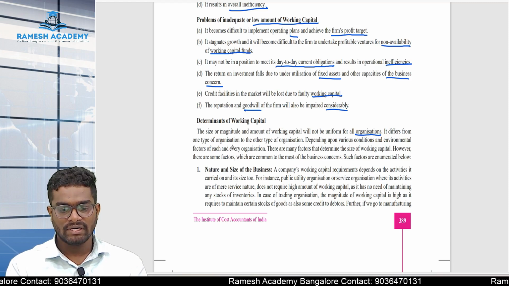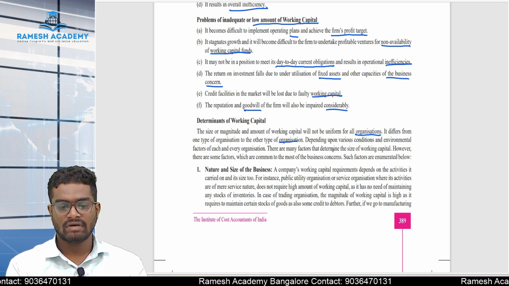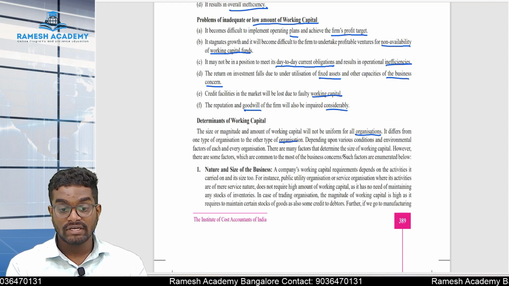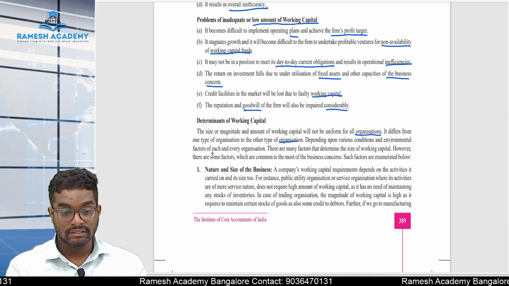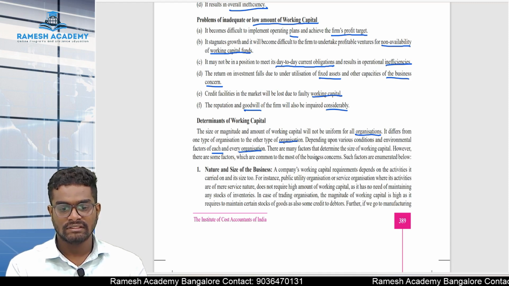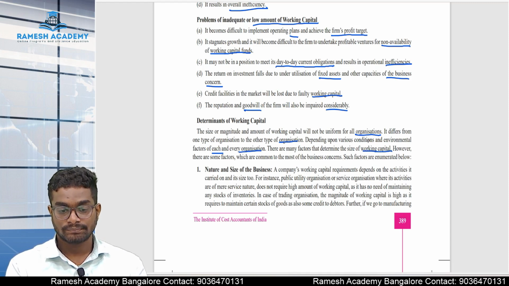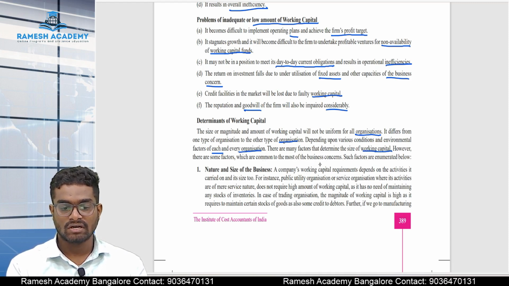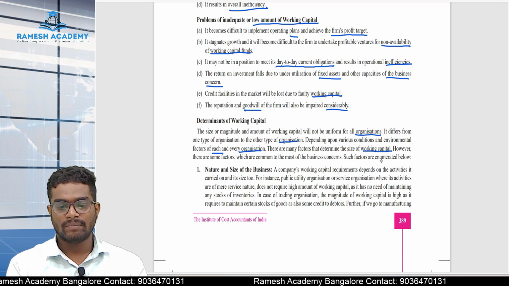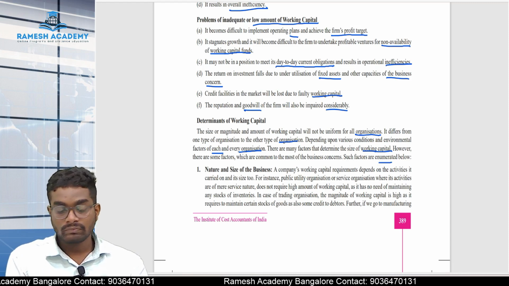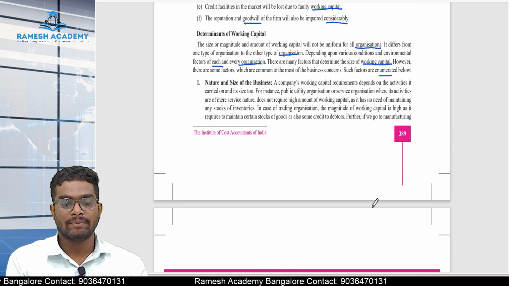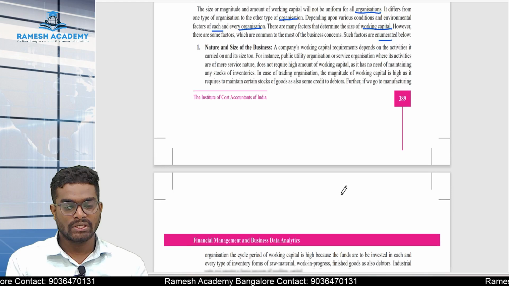It differs from one type of organization to another. Depending upon the various conditions and environmental factors of each and every organization, there are many factors that determine the size of working capital. However, there are some factors which are common to most business concerns. Some are enumerated below. So we will see the factors affecting the working capital. How do we determine that this much working capital is required?